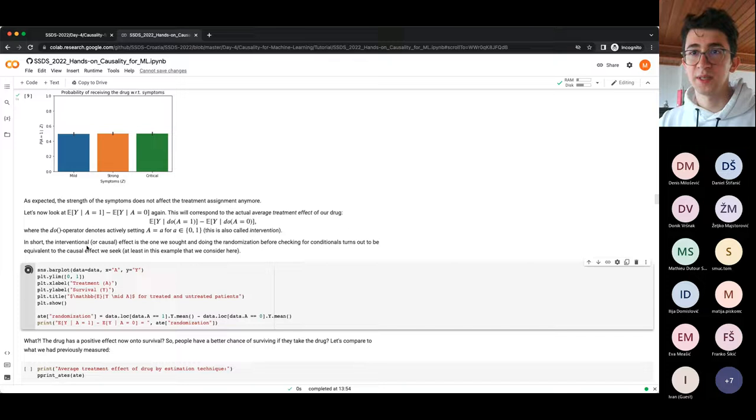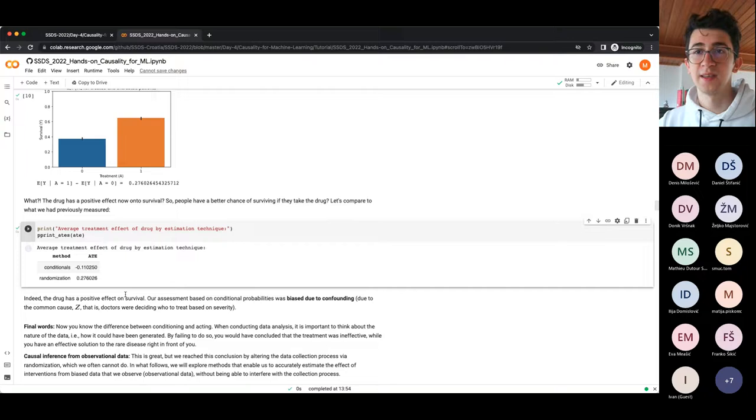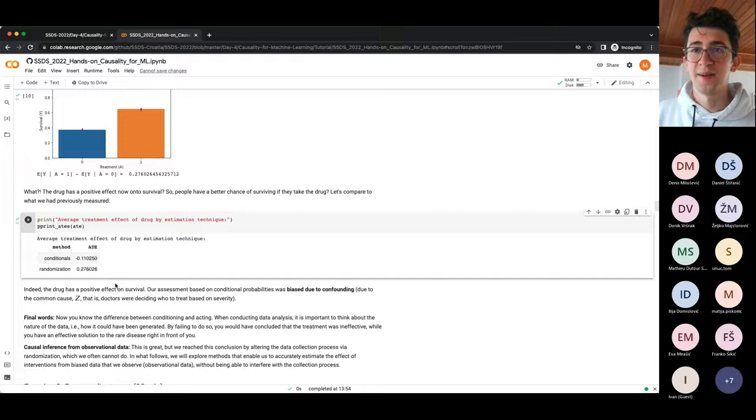And next, now we just do the same again, and we look at the effect, and voila, we see it's a totally different view, right? So if we now compare it, we can see that the actual causal effect of the treatment is positive and a lot more strong in absolute terms than what we estimate with the conditional, suggesting that there was indeed confounding bias, right? So Simpson's paradox, essentially, right?